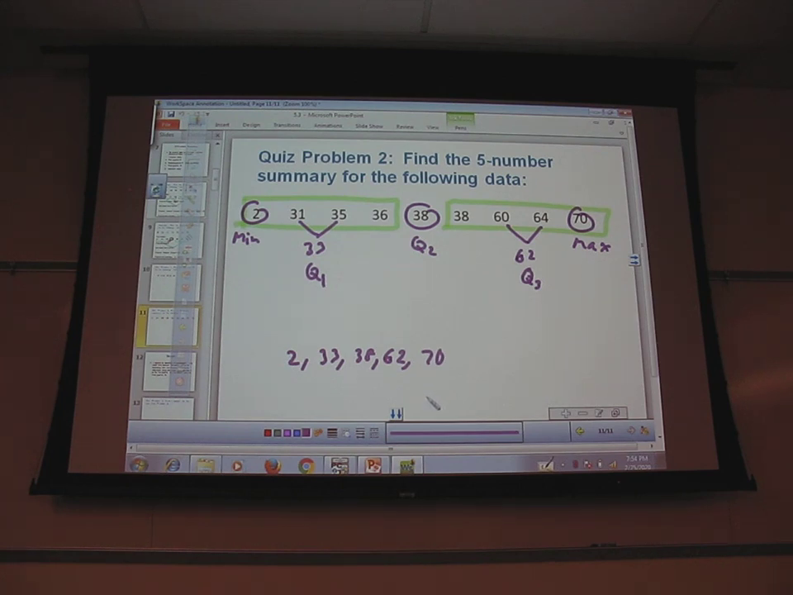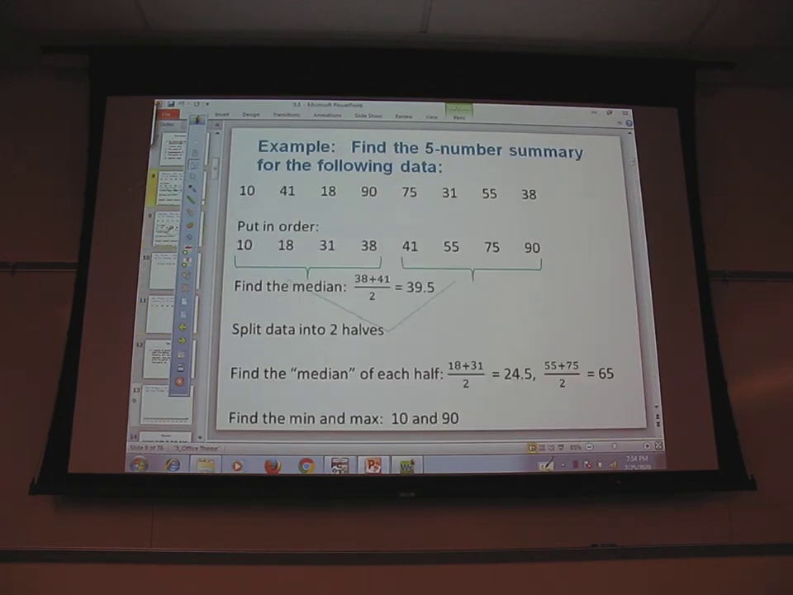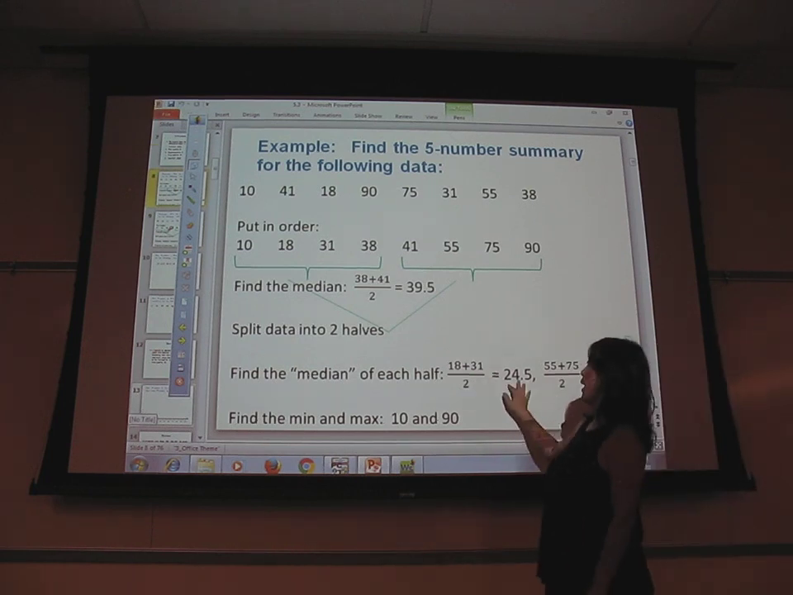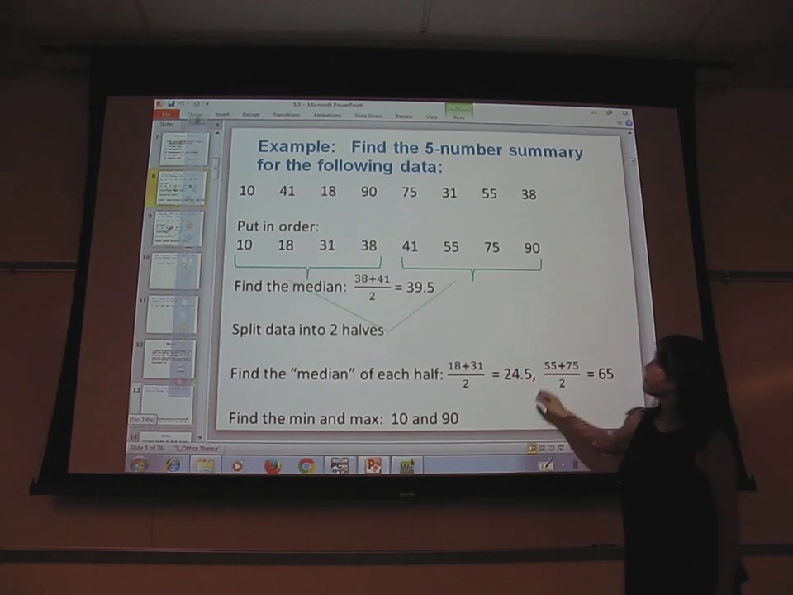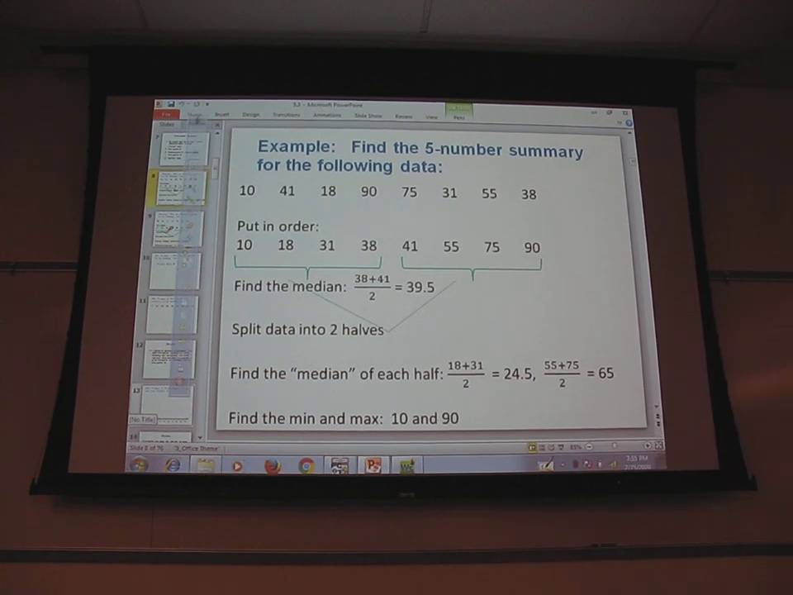Questions? You guys need 15 seconds with your neighbors? Okay. And remember, sometimes when you find the median, if one's even, one's odd, you could end up with a half. That's possible. Right? This is also like these two, you average them, you could get a half. That sometimes happens. Okay.